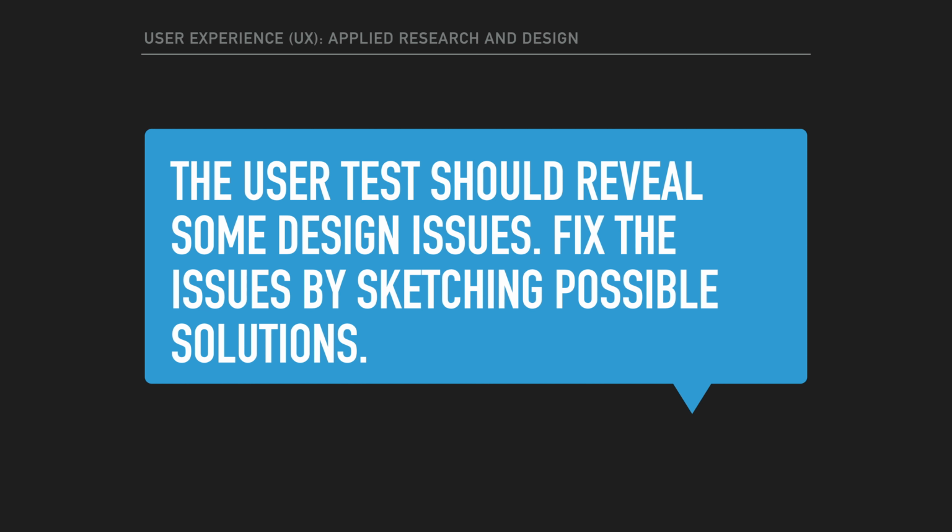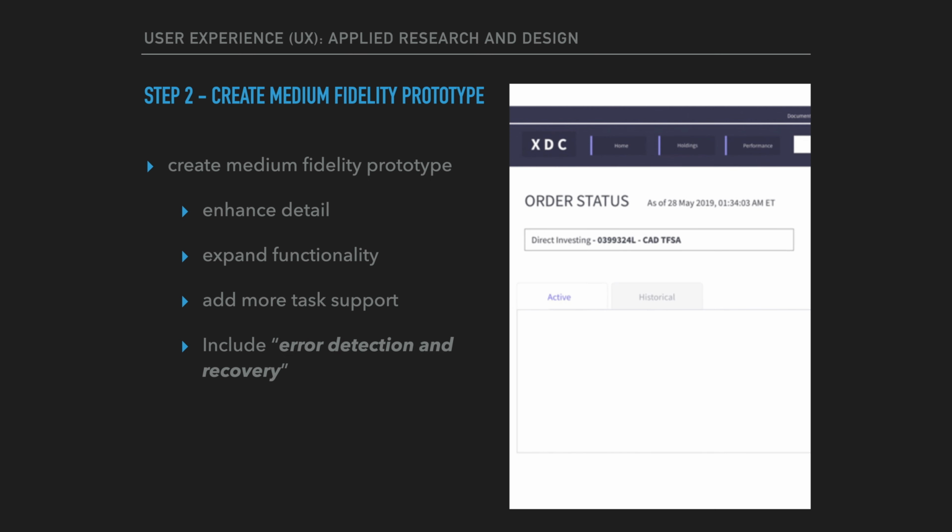There may be both small and large changes that need to be made, but because we haven't invested too heavily in refining the design, then sketching changes to even large things such as structure and architecture should still be easy to implement. Creating a medium-fidelity prototype will allow you not only the opportunity to enhance the detail of the prototype, but to expand the functionality of it as well.